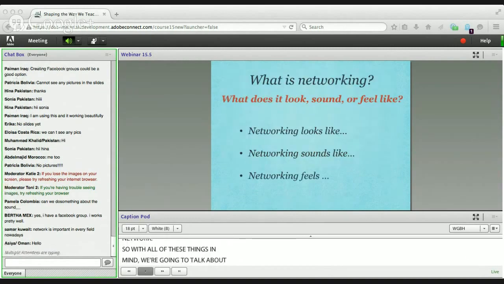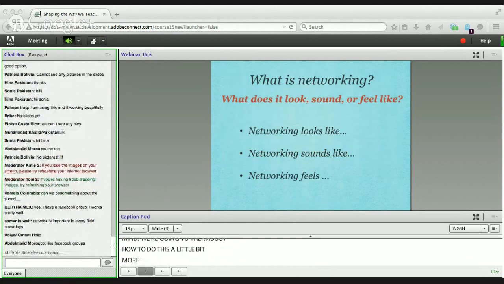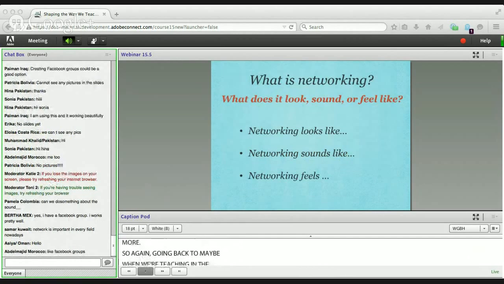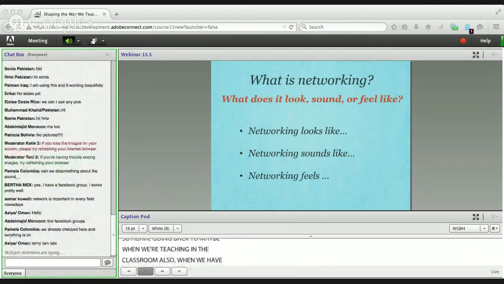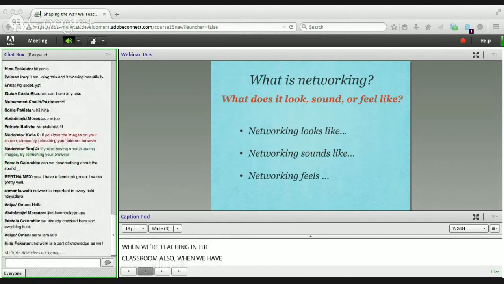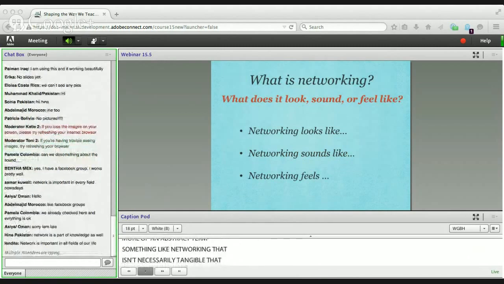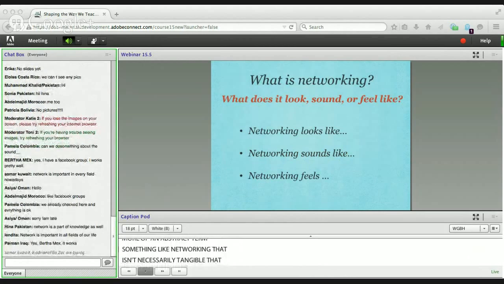So again, going back to maybe just when we're teaching in the classroom, also when we have more of an abstract term, something like networking that isn't necessarily tangible that we can see and touch, I like to ask, what does it look like? What does it sound like? What does it feel like, to get an idea of how we might describe this term.